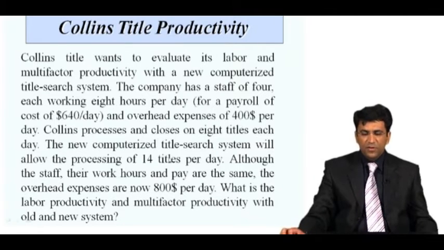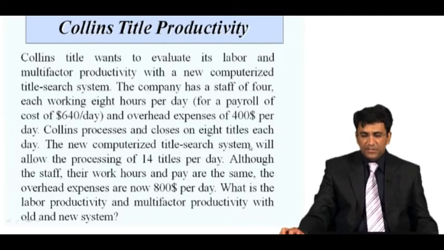So in this particular example, if you read this statement, the company has a staff of 4, each working 8 hours per day. This gives you the information about the total labor working hours. If we multiply 4 by 8, it will be equal to 32. It means 32 hours are being consumed by the staff. There are different costs given, that is the $640 per day payroll, and there is another overhead expense that is $400 per day. What is the output?